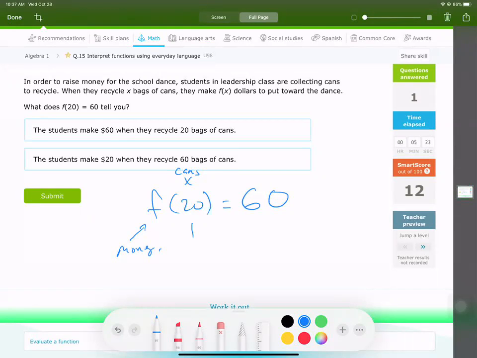Okay, so if I say I'm plugging in 20 cans gives you money of $60. It's not that a student makes $20 when they plug in 60 bags. I'm not recycling 60 bags. I'm recycling 20, so I get 60. So the answer is going to be the first one.